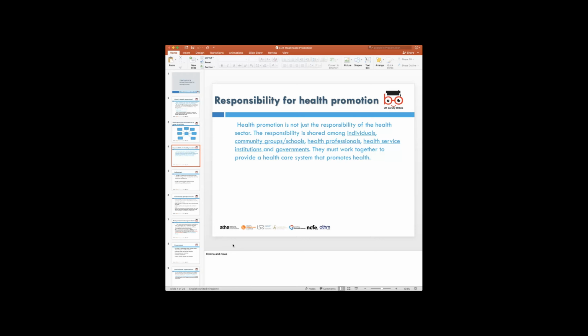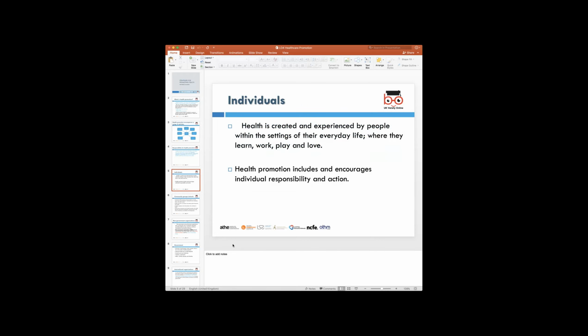Okay. Now the next few slides are primarily talking about what the responsibilities are. So what do you think are the responsibilities of individuals? We as people who use the NHS and its services, what are our responsibilities in terms of promoting good health?